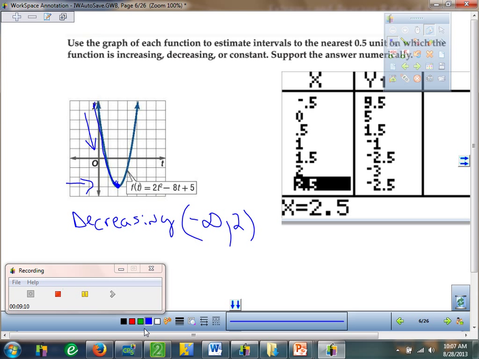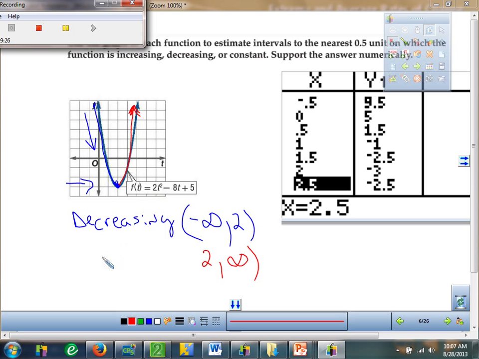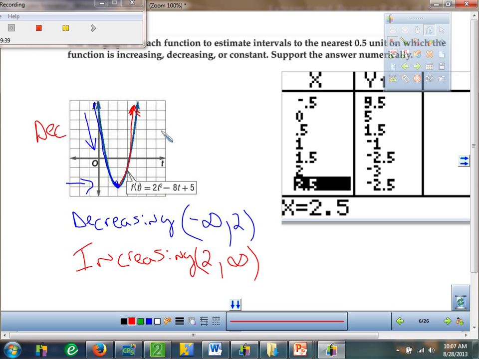Now, once we hit that, not negative 2, but 2 for our x, then we start going up again. So now we're going up, so we're increasing. So from 2 to positive infinity, we're increasing. Okay, and if you're not sure about the points or whatever, again, you can label it on a graph. So we're decreasing here, and then we're increasing over here.